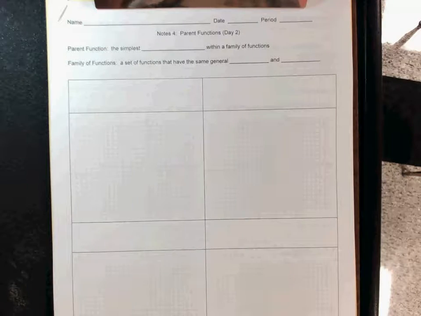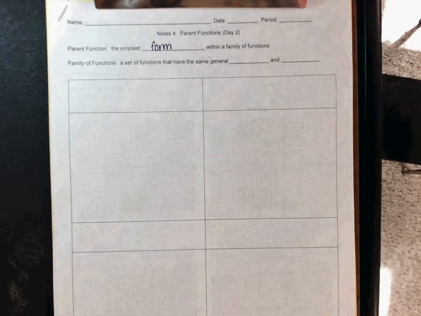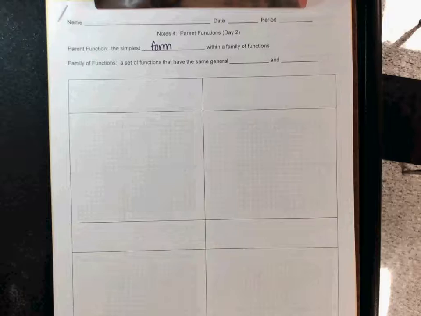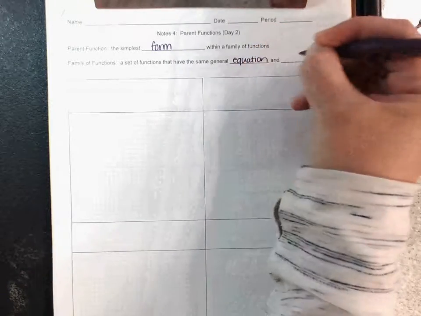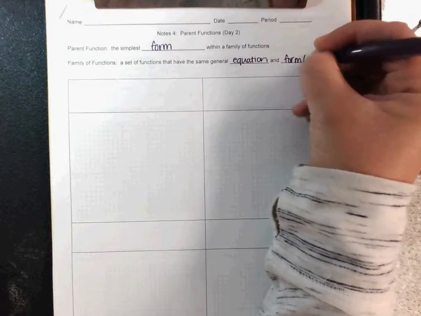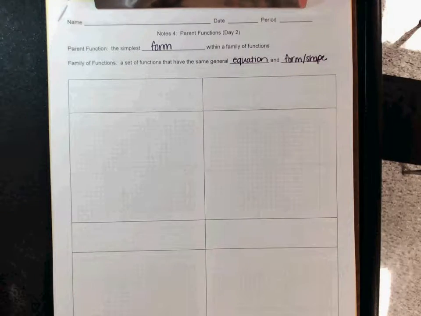At the top, a parent function, remember, is the simplest form. Okay, that's the same as yesterday. And then remember that a family of functions is a set of functions that have the same general equation and then the same general form or shape. Okay, so yesterday we talked about the quadratic, which is the parabola, the absolute value, the square root, and the exponential. So today we're going to add a couple more to that.